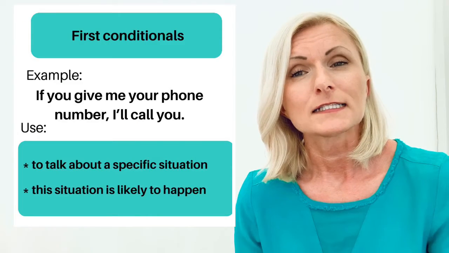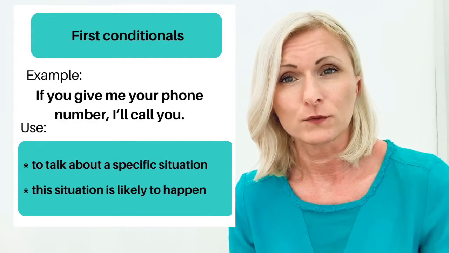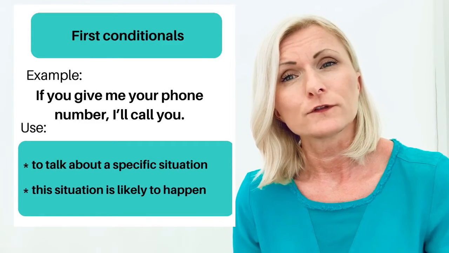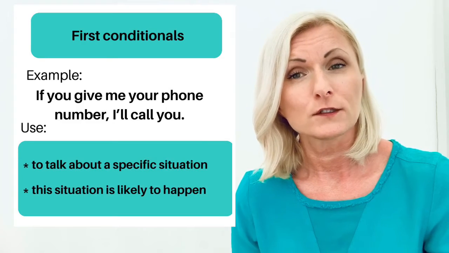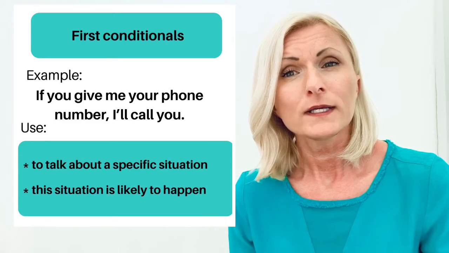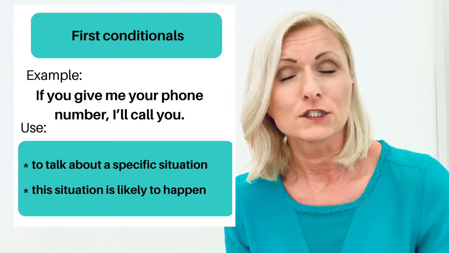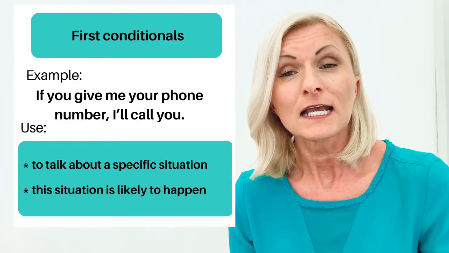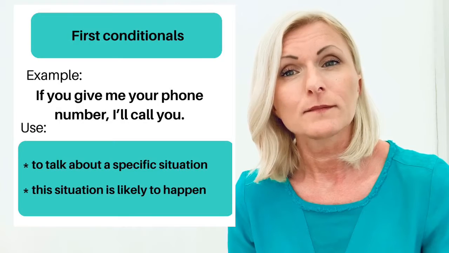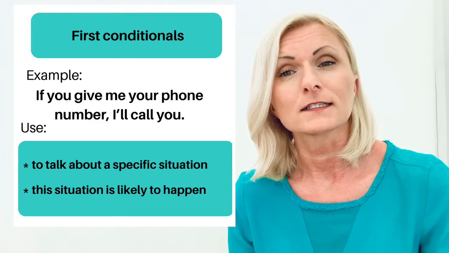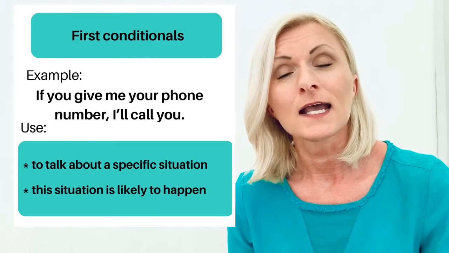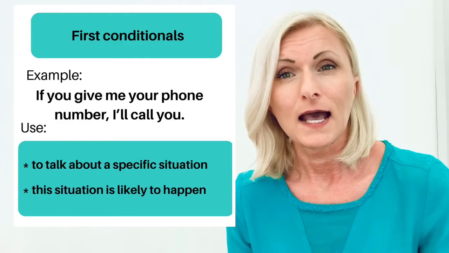Now, let's have a look at the first conditionals. The first conditionals talk about and describe one specific situation. They are also often referred to as real conditionals, because when we use the first conditional sentences, we give our listeners the message that we think that this situation is actually quite possible. Maybe we are not 100% certain, but we definitely think that this situation is likely and can quite easily happen.